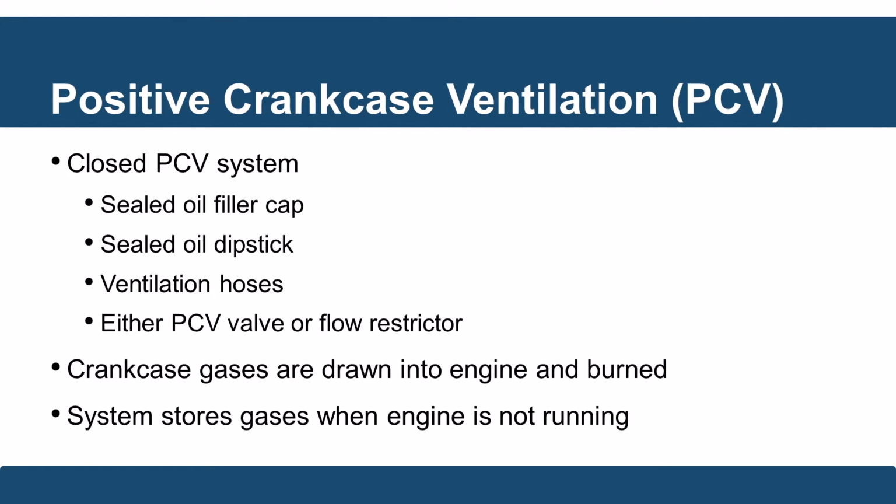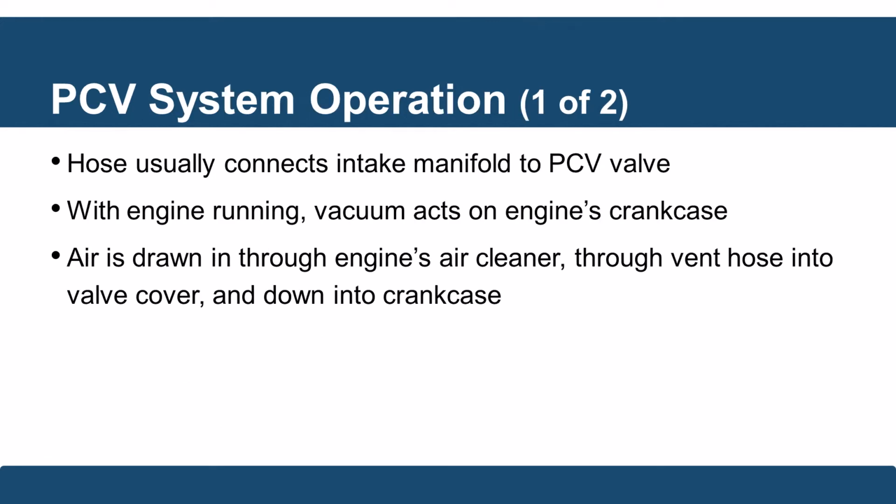Now, the positive crankcase system, a closed PCV system, has a sealed oil filler cap. It has a sealed oil dipstick. It also has a number of ventilation hoses related to it, and either a PCV valve or a flow restrictor, sometimes called a swirl restrictor. The crankcase gases are drawn into the engine and burned this way so we can capture them and reintroduce them, and we store the gases when the engine is not running down in that bottom end. The hose usually connects the intake manifold to the PCV.